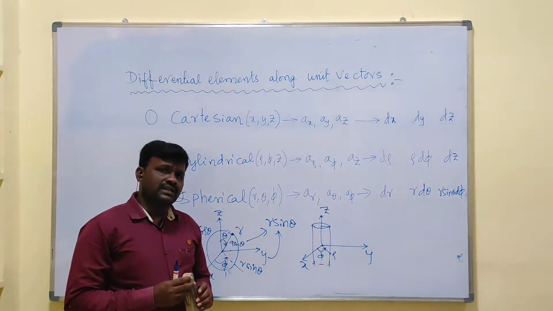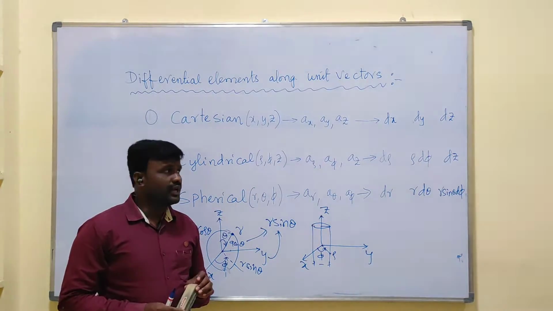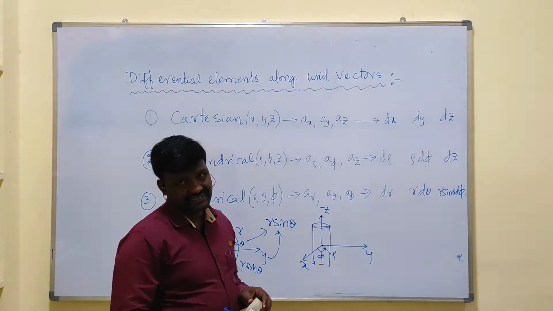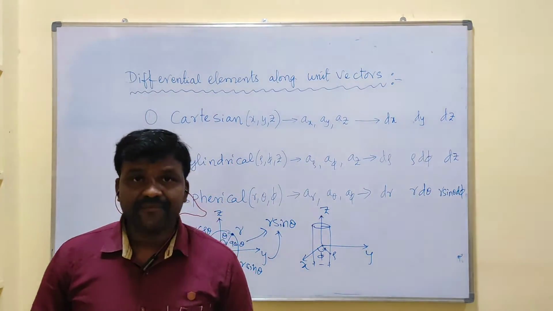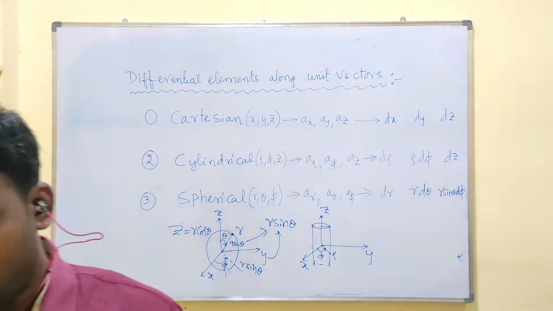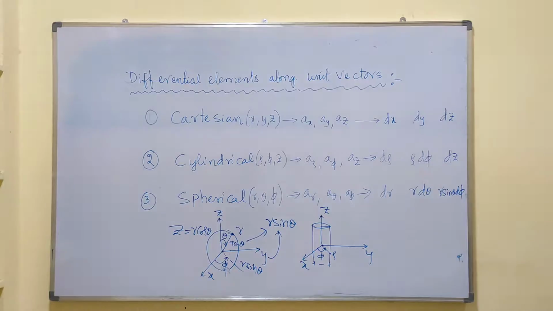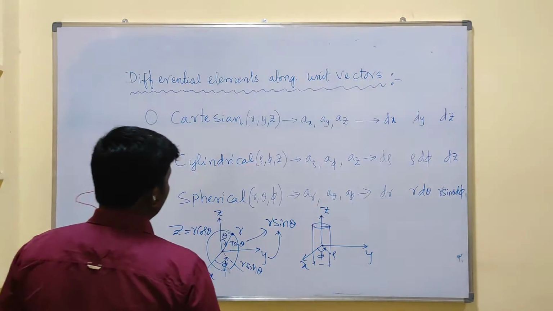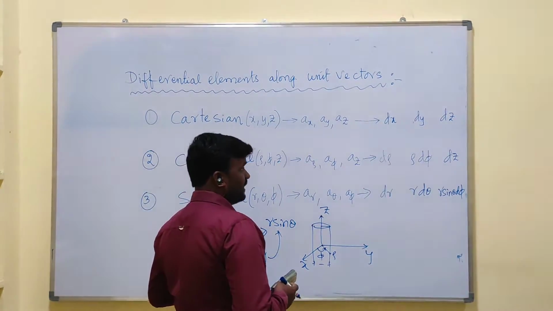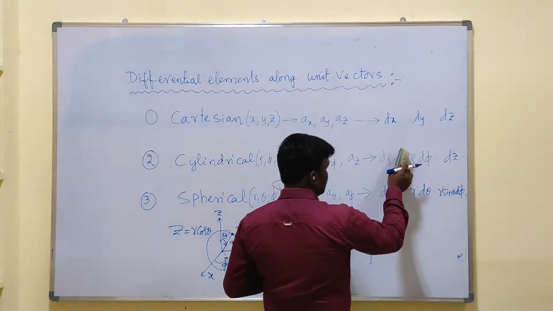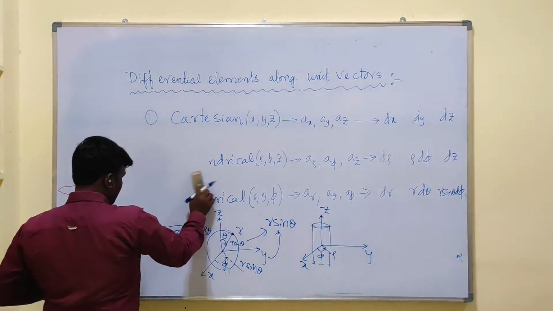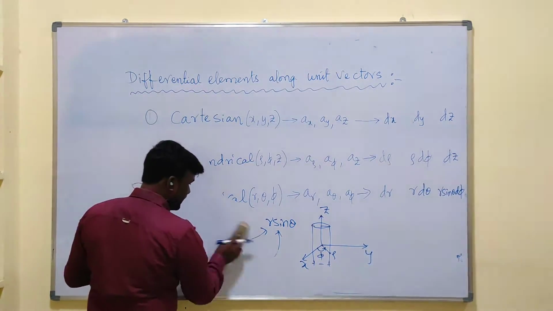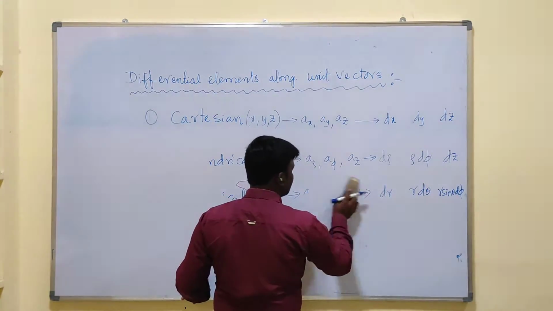In order to derive Maxwell's equations, we require the knowledge of divergence, curl, gradient: gradient of a scalar function, divergence of a vector function, curl of a vector function. In order to derive that divergence, gradient, curl, we require the knowledge of these differential elements. Basically, it is better to write the Maxwell's equations.